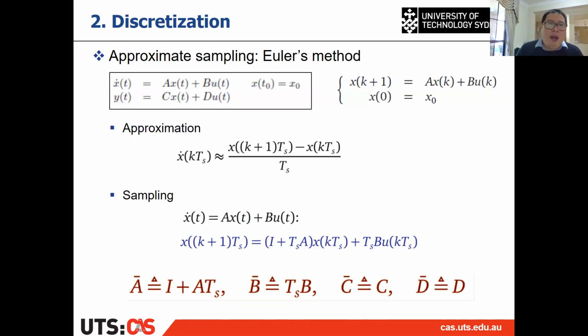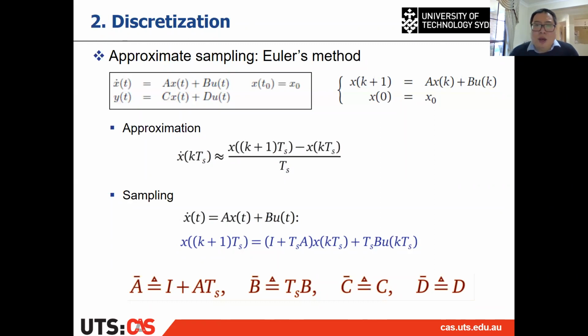All right. So there are two ways to do this discretization. One way is called the Euler's method. The Euler's method is derived from the definition of the derivative.